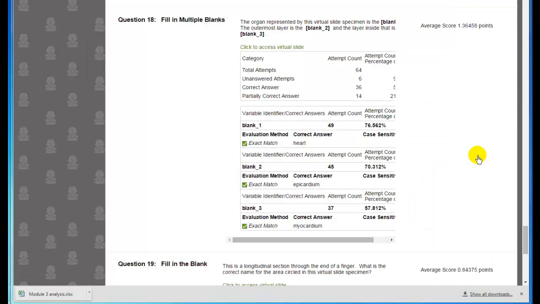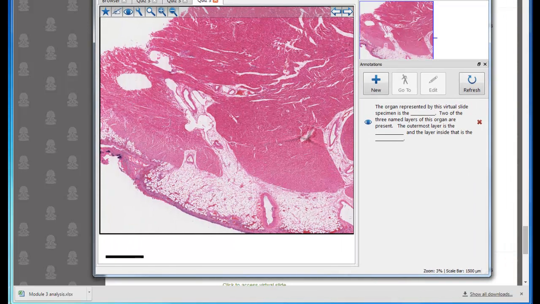Okay, this was a question that has 3 blanks. It said the organ represented by this virtual slide specimen is the blank. What's the organ? 2, the outermost layer is what? And the layer inside that is what? Okay, so let's take a look at it. The correct answers: the organ is the heart, the outermost layer was the epicardium, and the layer just inside that was the myocardium. And some people answered endocardium, but that's not true.